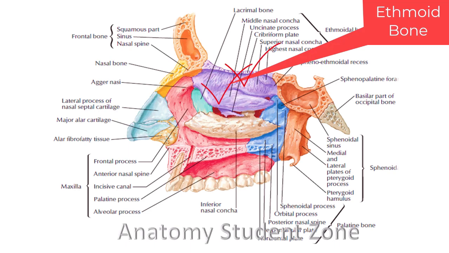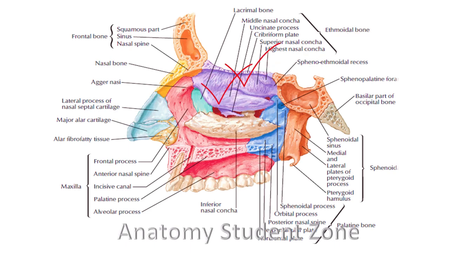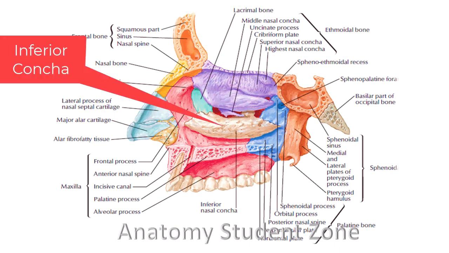It includes the ethmoidal air cells as well. Then we have another bone, the inferior concha, which is a separate bone, shown here in white. You know very well that the inferior concha is derived from a separate bone that we name the inferior concha.